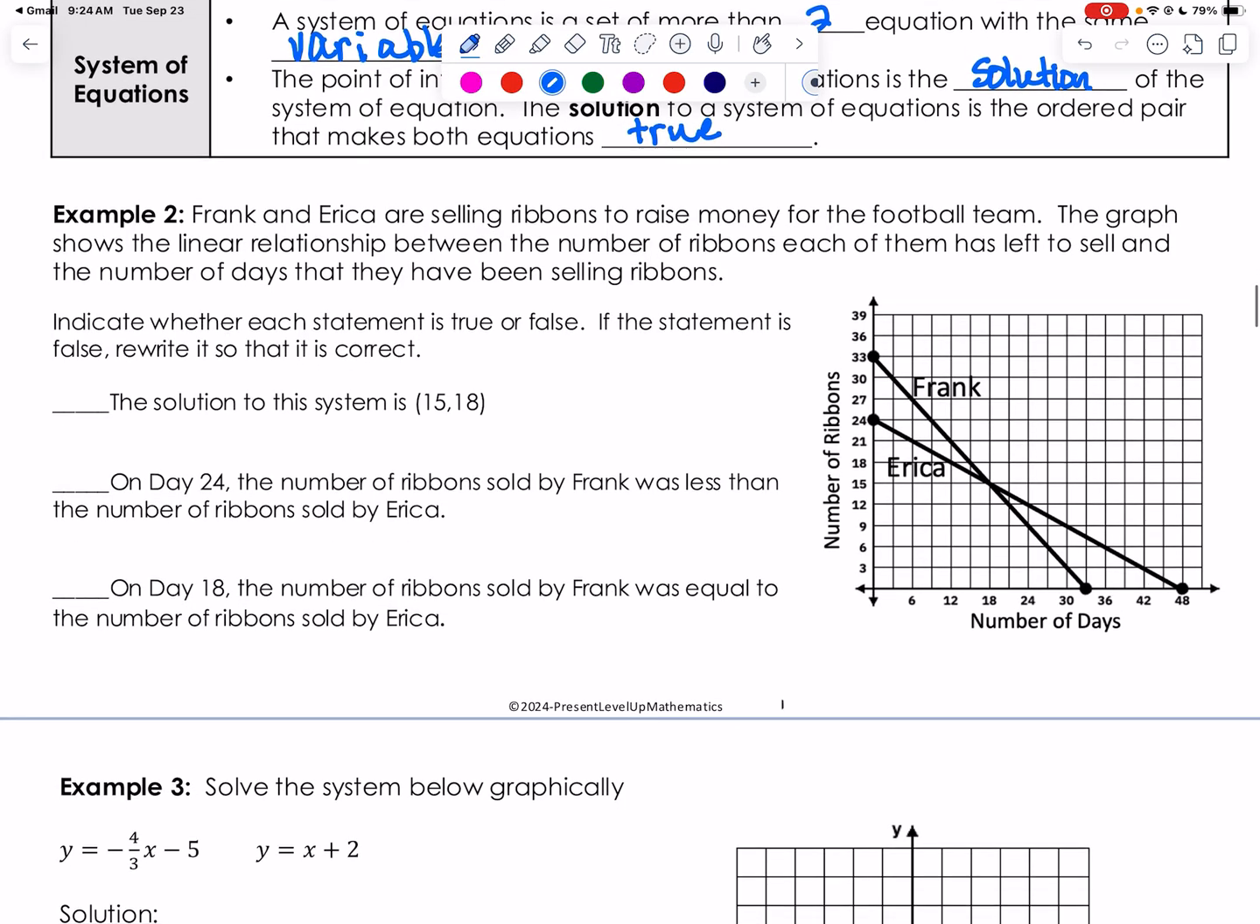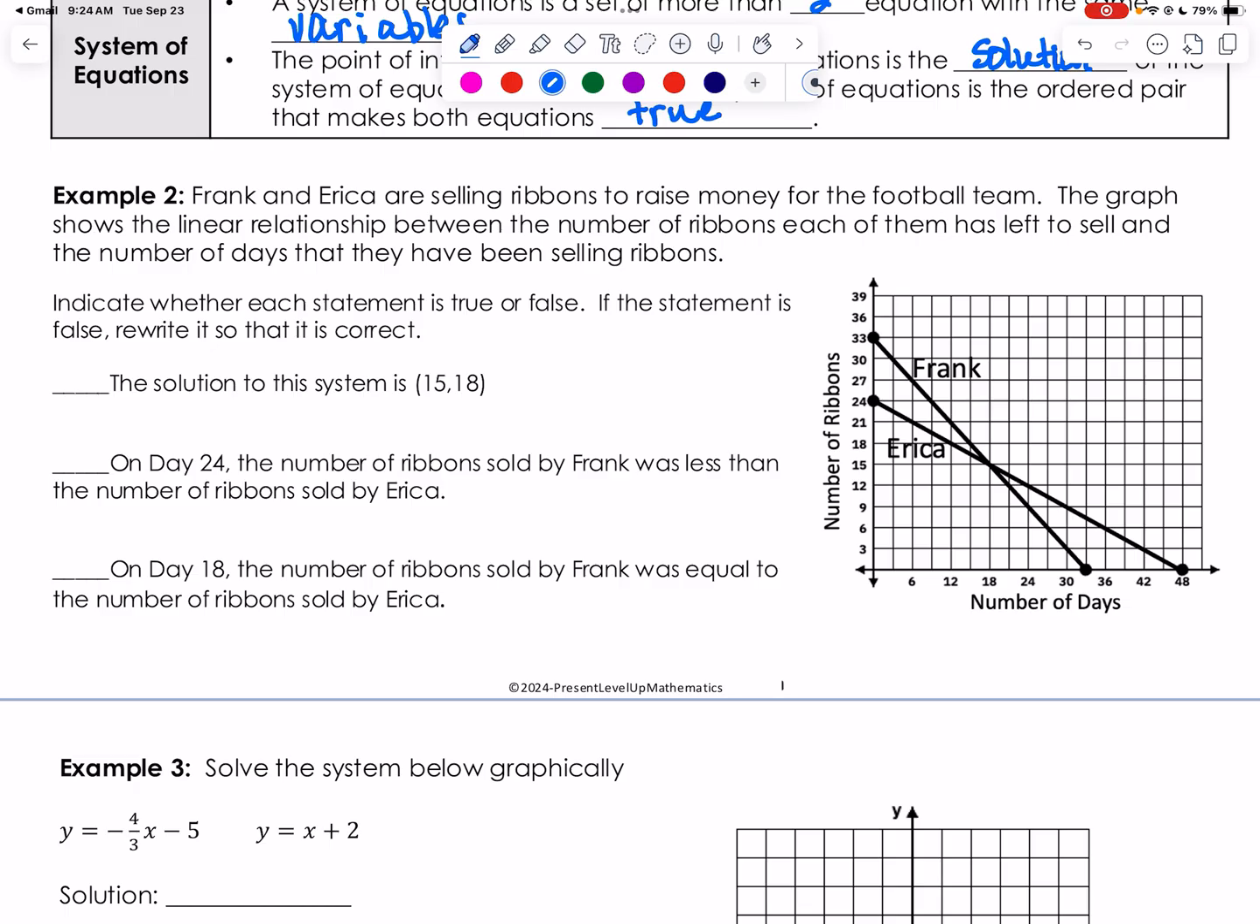Frank and Erica are selling ribbons to raise money for the football team. The graph shows the linear relationship between the number of ribbons each of them has left to sell and the number of days they've been selling ribbons. Indicate whether each statement is true or false. If the statement is false, rewrite it so that it is correct.